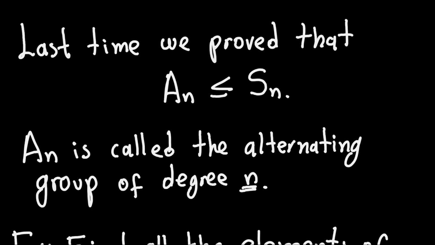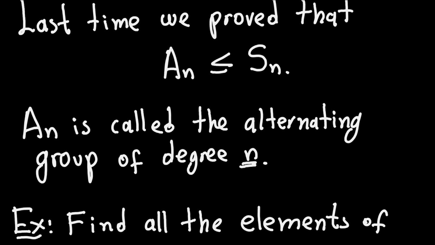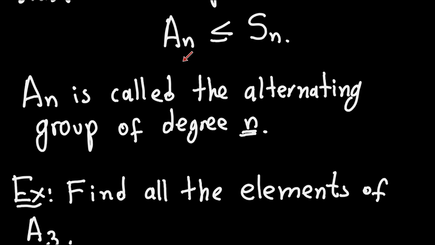Last time we proved that the collection of even permutations is a subgroup of the collection of all the permutations. One thing I want to mention here is that this set of even permutations is called the alternating group of degree n. Degree n is because it has to do with the number of elements that is permuting. We're going to talk a little bit more in this lecture about this subgroup of even permutations.